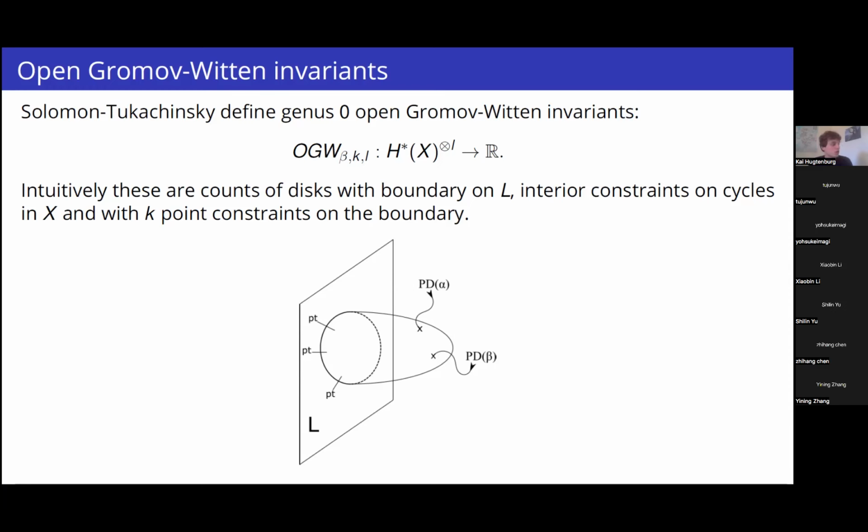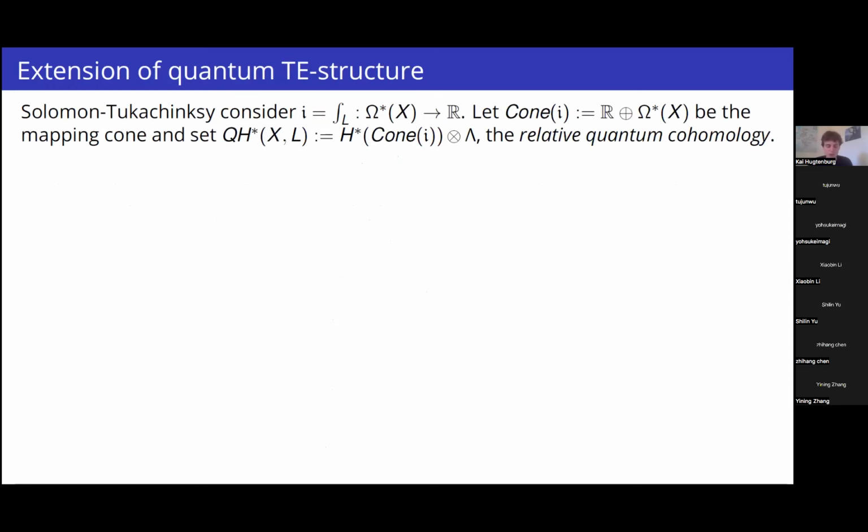So one notion that Fukaya and Solomon-Tukachinsky construct is that they extend the quantum TE structure, where there will be no pairing, using something like open Gromov-Witten invariants. So what do they do? They consider the integration map from differential forms on X to the real numbers, and then they consider the mapping cone of this map, and then define the relative quantum cohomology to be the cohomology of this cone complex, and you tensor it with the Novikov ring.